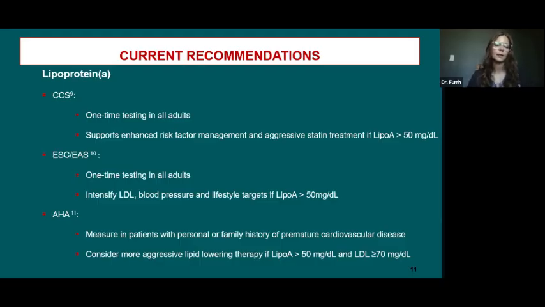Same thing again with the American societies. Unfortunately, they're only saying to measure in patients with personal or family history of premature cardiovascular disease, and then consider a more aggressive lipid lowering therapy if lipo-A is greater than 50 and LDL is greater than 70.